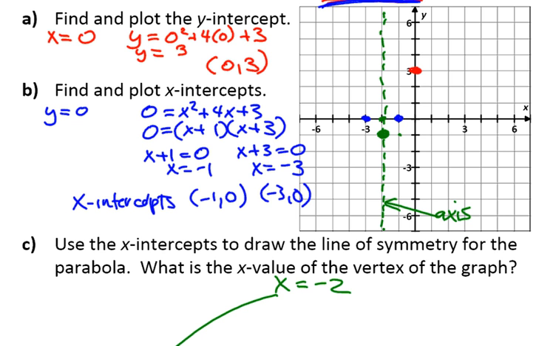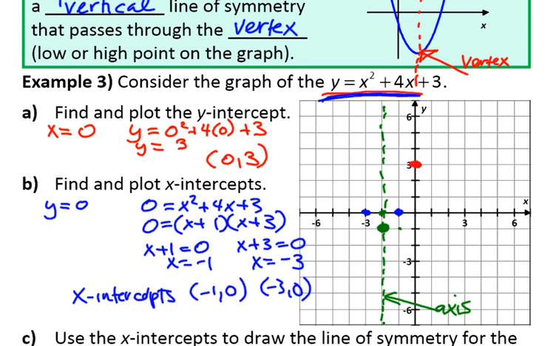Now, one more thing about parabolas, again, they're symmetrical. So you can see you've got the equal distance from each of these points. Same thing's going to be true here. If it's 2 to the right, it's going to be 2 to the left as well. So I have these 5 points that I can sketch in my parabola.